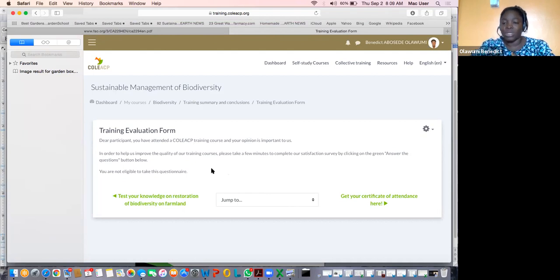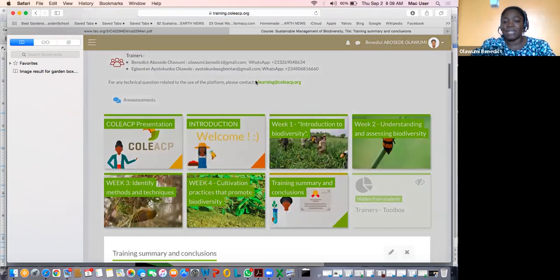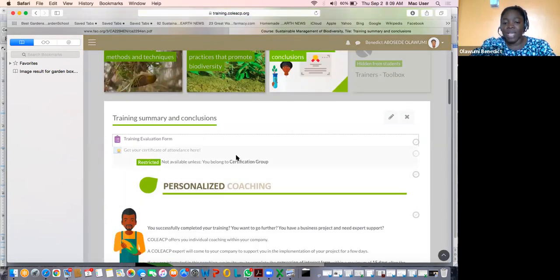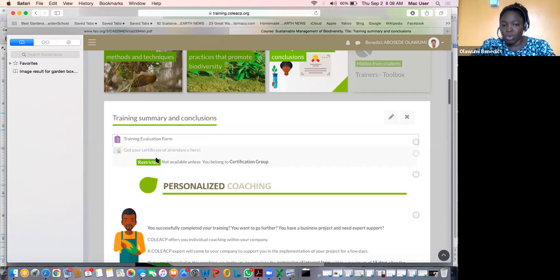I cannot even see it at all because I'm a trainer. So please go on that training evaluation form and fill it. Like I said before, if you do not fill this, you cannot have access to your certificates. You can see from here that COLA-ACP has restricted our certificates, everybody in the group. So if you do not fill this evaluation form and you have not done your assignment, test your knowledge, those are very key for every week. Most people are within week 3 and week 4 now. Some people have even finished everything.